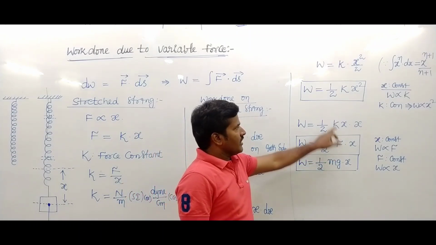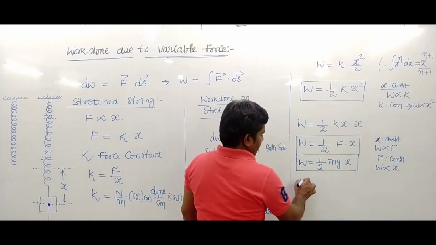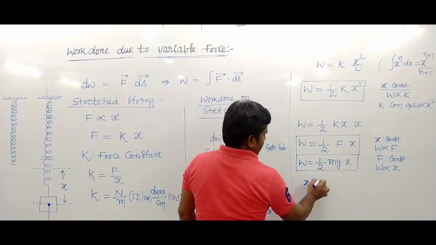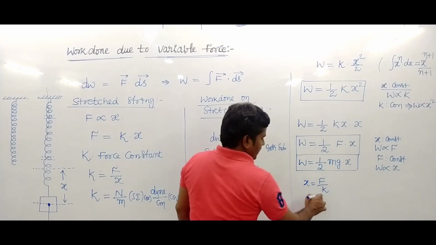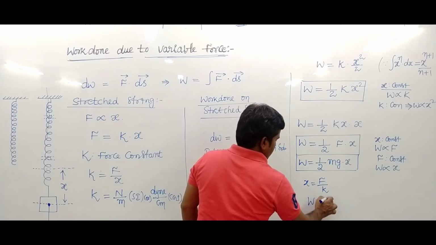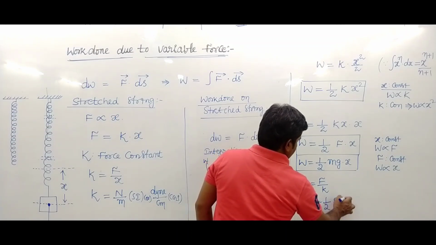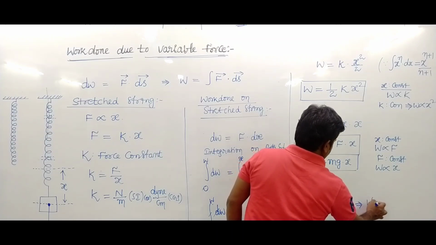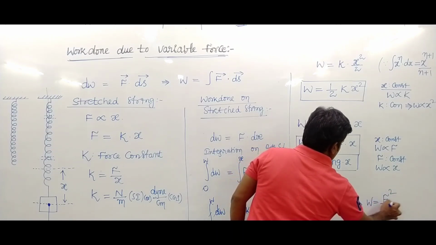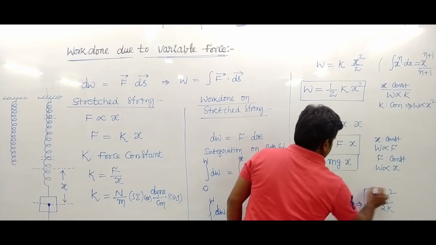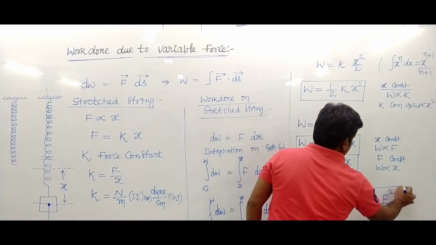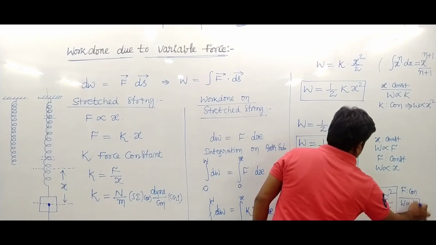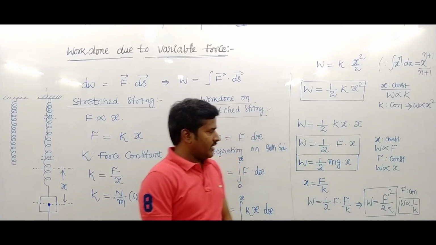And another one: if you know that k is written as F upon x, where x equals F upon k, then what is the value of work done? Work done equals F into x, with x written as F by k. Then the work done is F square upon 2k. This is the work done. If F is constant, work is proportional to 1 by k.